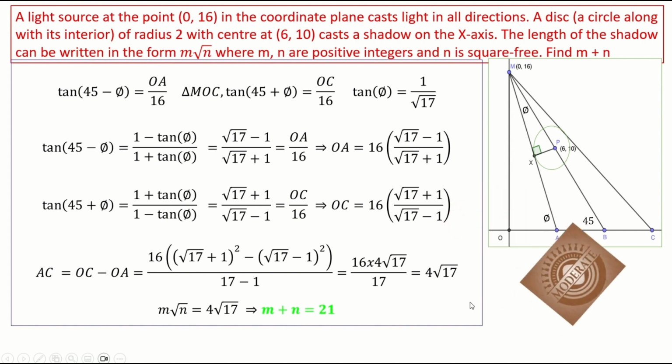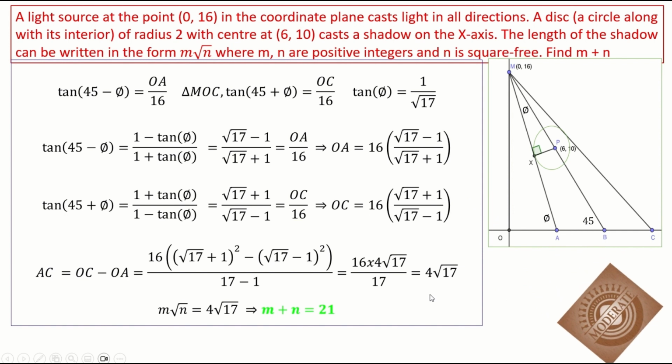So this is moderate. You need to apply multiple things: geometry, coordinate geometry, as well as trigonometry. Okay, next.